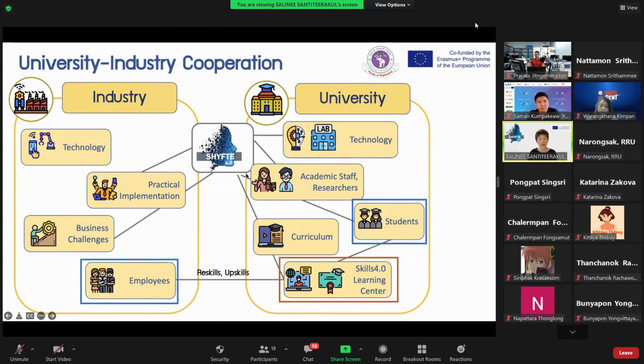And we also think that after we finish the SHIFT project, we will establish a learning center based at the university of our Asian partners. With the learning center, we aim that it can help to train our students to improve their skill 4.0, and it will also serve to give some training for employees in the industrial sector as well.